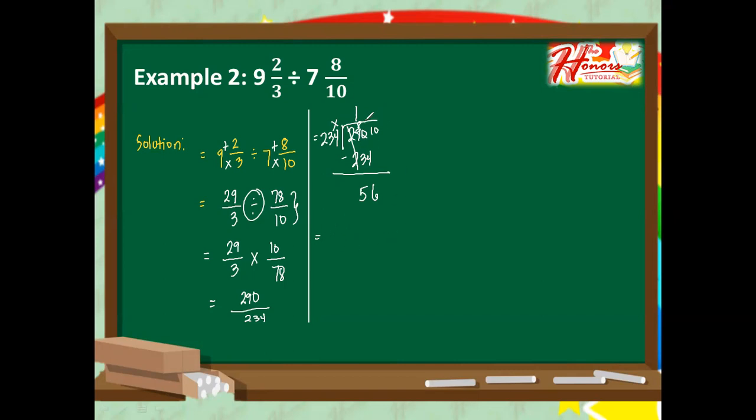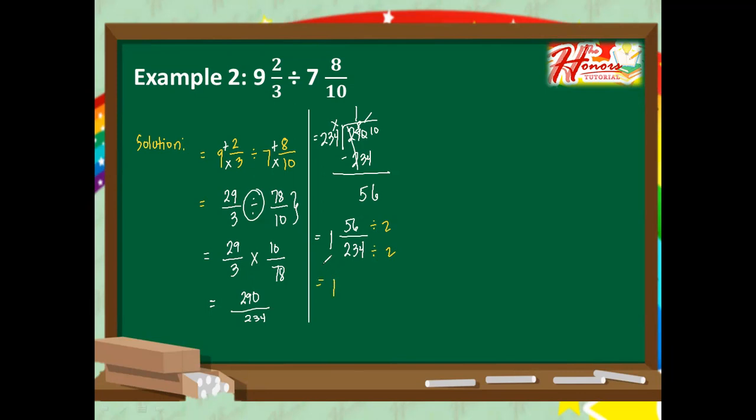So our quotient, which is 1, will become our whole number here. And then 56 will become our numerator. And then for our denominator, we have here 234. If you're wondering if it is the final answer, no, it's not, because there's still a number that can be divided to your numerator and denominator at the same time, without remainder.